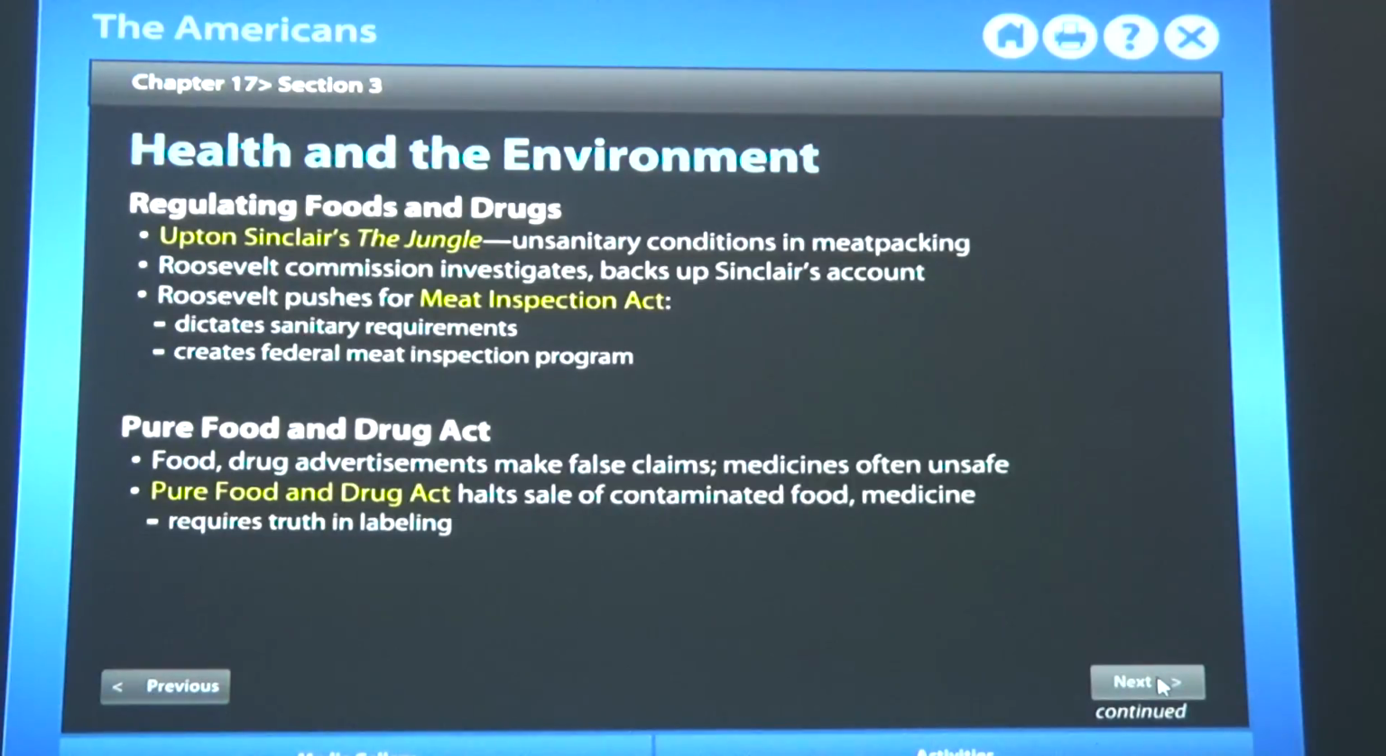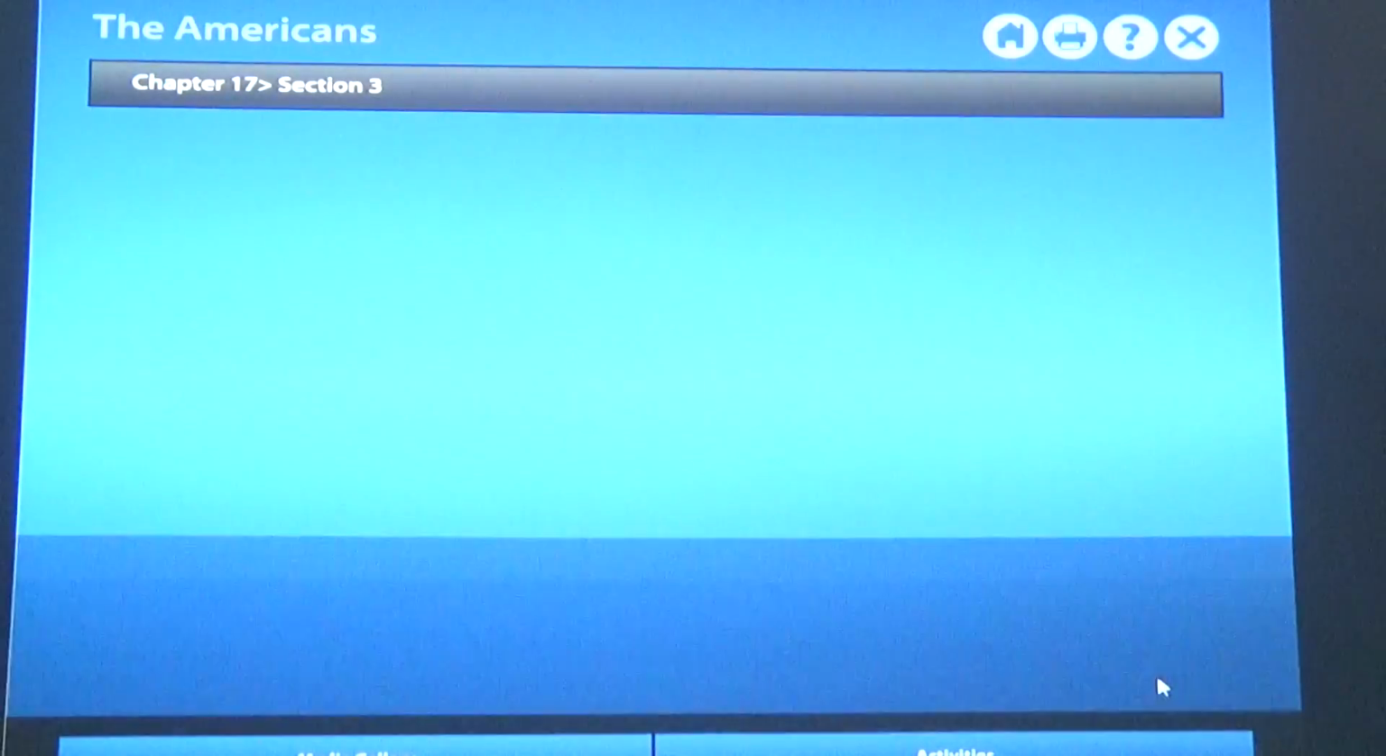And the idea of labeling what is in the product is something that's with us today. If you look at anything you buy, food and drink-wise, usually there's a list of items or ingredients that are in that food or drink, and drugs.